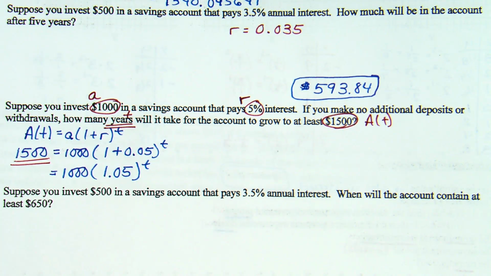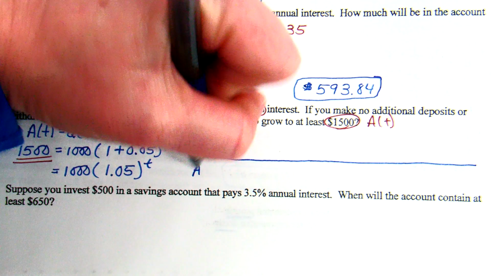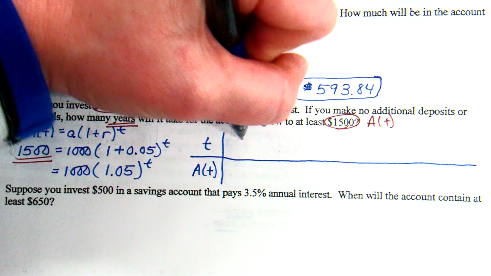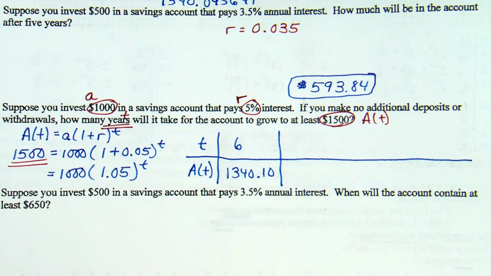Now, if we're going to be smart about this, you know it has to be more than 6. Why does it have to be more than 6, Ross? Because on the first problem, we needed 6 and the answer was 1,300 something. Okay, did you guys notice this is the same numbers from the first problem? So if I set up a chart here just to show my progression, when t was 6, we got an answer of $1,340.10. So we know it's bigger than 6.